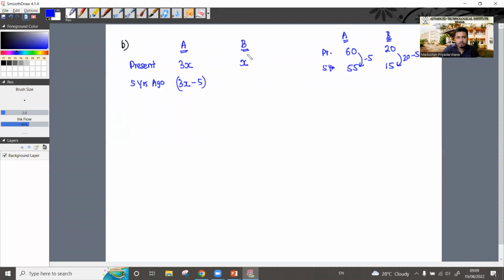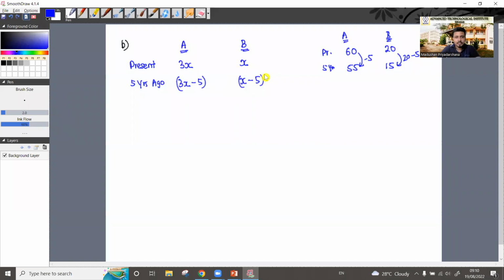Then what about B? 5 years ago, what is B's age? That is from the percentage, which is x here, we need to deduct 5. Right? 5 years ago, the ages of A and B. Can we put equal here now? Can't. We can't, right? See these figures, 55 and 15. We cannot put equal here, right? So these two are not equal.